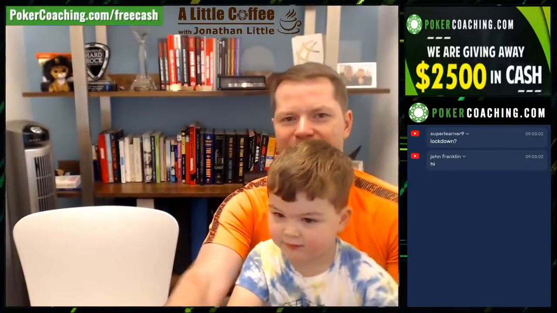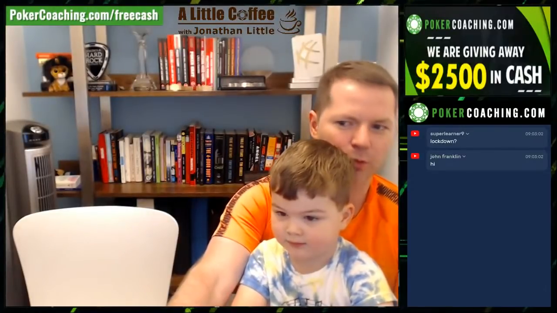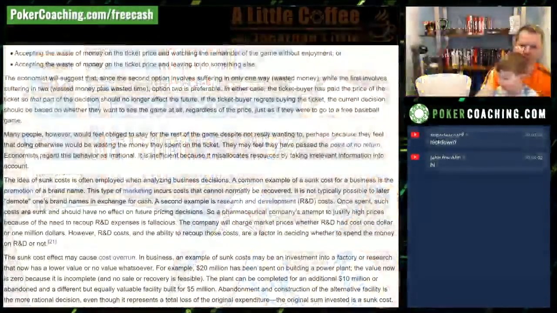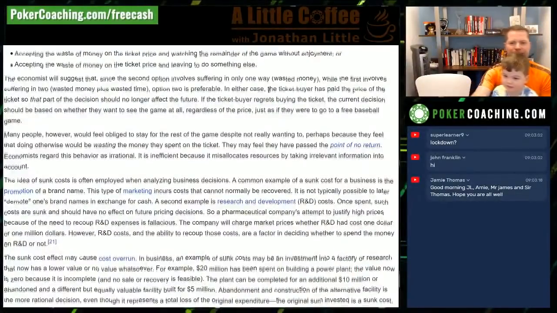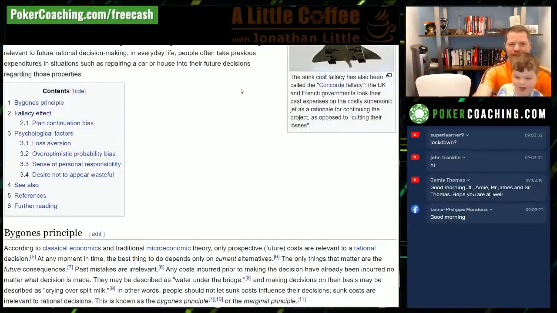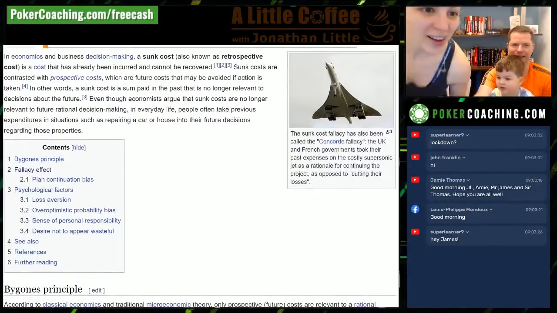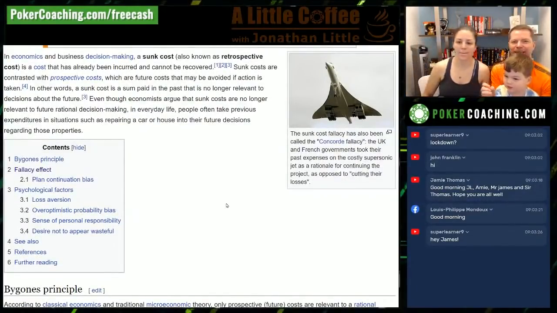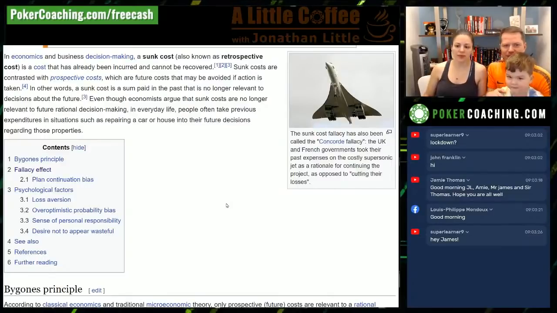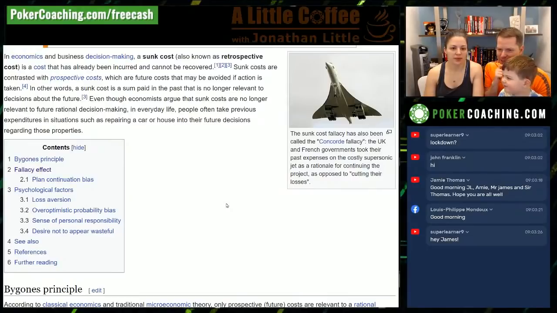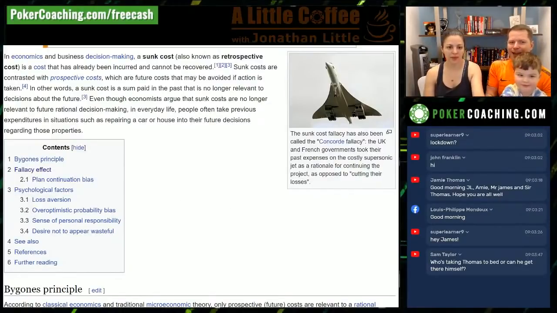So, first things first. What is the sunk cost fallacy? Well, fortunately, Wikipedia can help us with this. In economics, in business decision-making, a sunk cost, known as a retrospective cost, is a cost that's already been incurred and cannot be recovered. That sounds a little bit like poker, right? When you're playing a hand, once you put that money in the pot, it cannot be recovered. You cannot take it back.